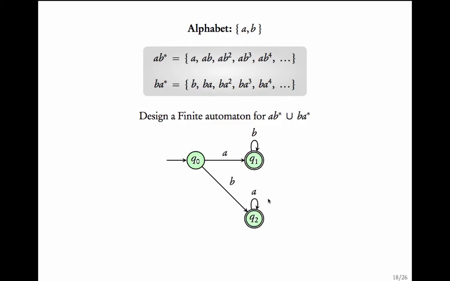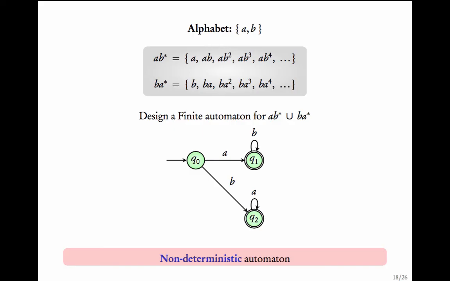I am just translating whatever I said into this automaton. In the initial state, if the automaton reads an A, it should go to an accepting state and keep reading only B. On the other hand, if it reads a B, it should go to a state which is accepting and keep reading only an A. Yet again, this is a non-deterministic automaton. Each time we see an automaton, I will specify if it is non-deterministic or not.